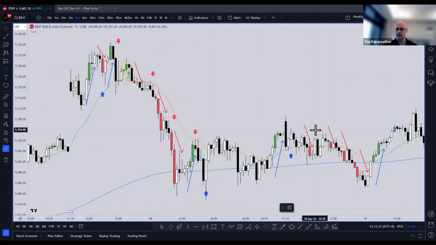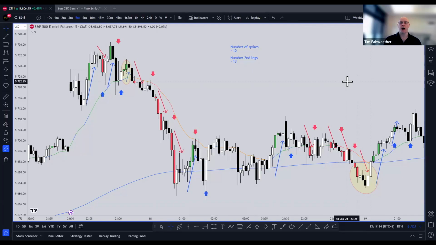Did this spike have a second leg? Yes. Did this? Yes. Did this? Yes. Did this? No. Did this one have? Yes. So now you've gone through and marked up the chart, which shows which spikes have second legs.